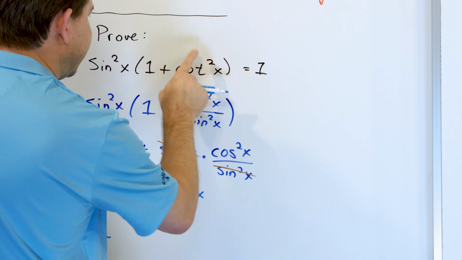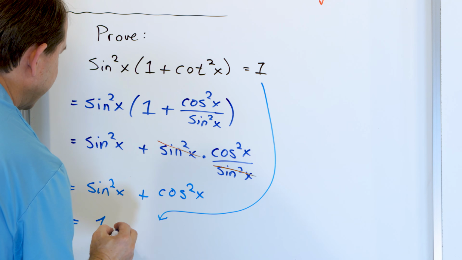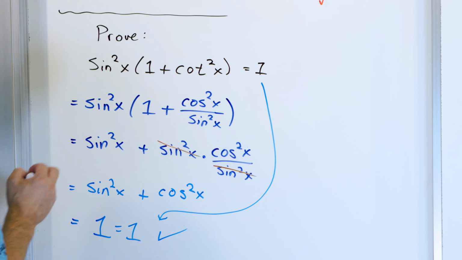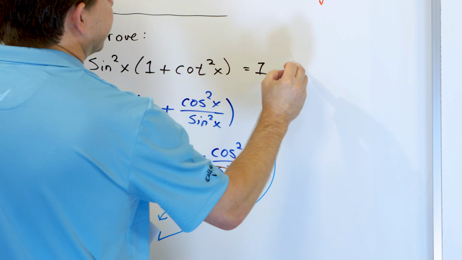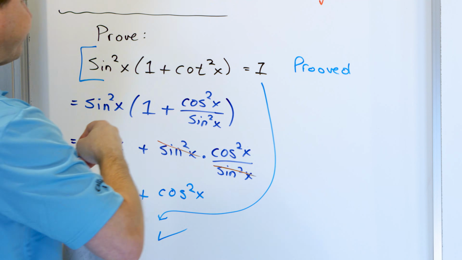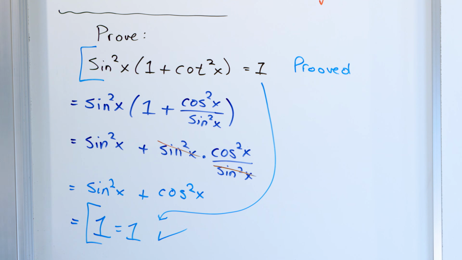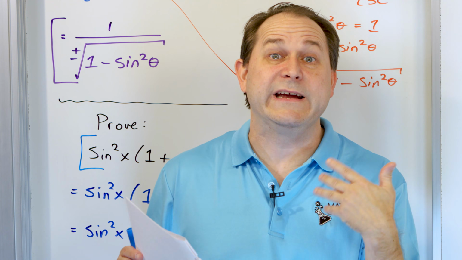And then since I only manipulated the left, and the right-hand side stayed unchanged, 1 is equal to 1, and the proof is verified. So you can circle this and say this is proved. Like this. Okay?